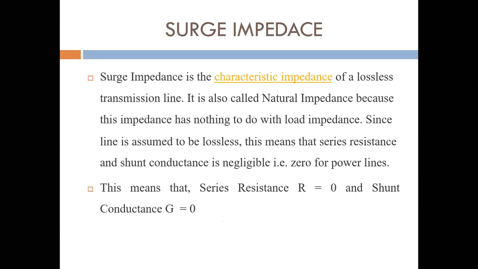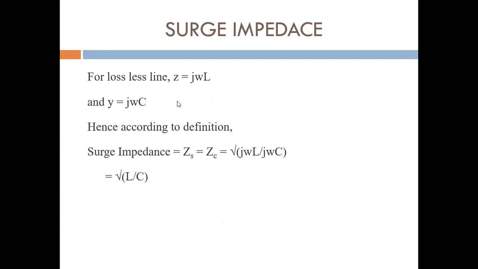In this case the series resistance R is equal to 0, and the shunt conductance G is equal to 0. For a loss-free transmission line, it is also called the natural impedance. For a lossless line, Z is equal to j omega L.